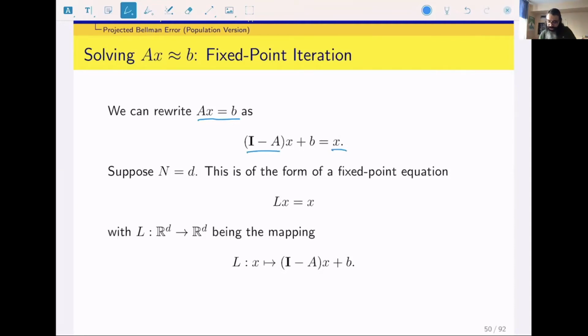And suppose n is equal to t, so it's a square matrix. So this is of the form Lx equal to x, with L being an operator or a mapping of this form that takes x and returns (I minus A)x plus b. So we can also write it this way.